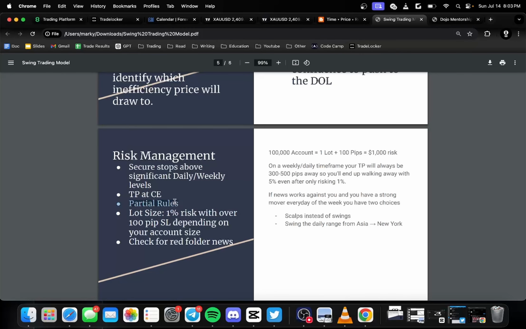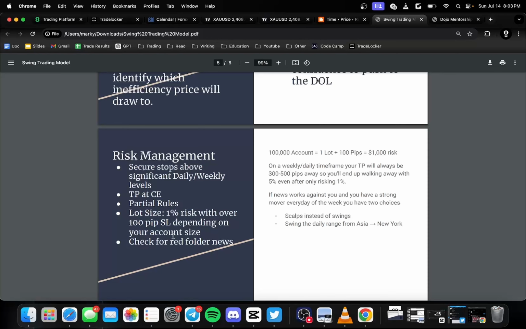Partial rules, you should always take partials when you're swing trading because you never know when it might barely dig into some inefficiency and turn around completely. And then for me, I personally risk 1% on every trade. And you want to have a big stop loss. So depending on what your account size is, calculate how much 1% risk is and how much 1% risk is with 100 pips. Then use the lot size that will allow you to risk 1% with a 100 pip stop loss.